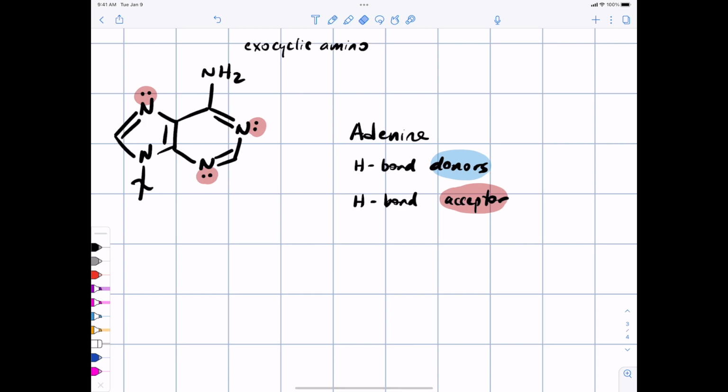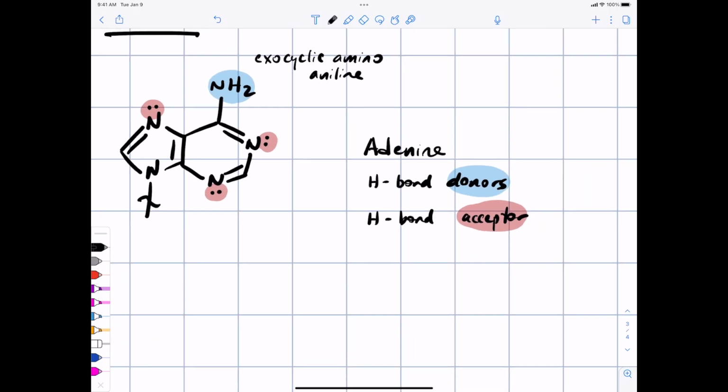The exocyclic amino group is aniline-like. You've got a lone pair on that amino group, but it's conjugated with the ring, and so it's not a very good hydrogen bond acceptor. However, the protons of that aniline group are donors, so I'm going to just erase the lone pair so we focus in on the hydrogen bond donating ability of those NH bonds. I'm writing down that the lone pair is conjugated.